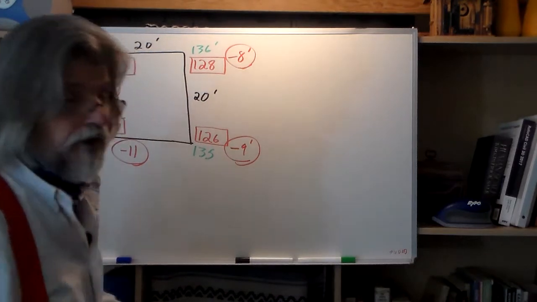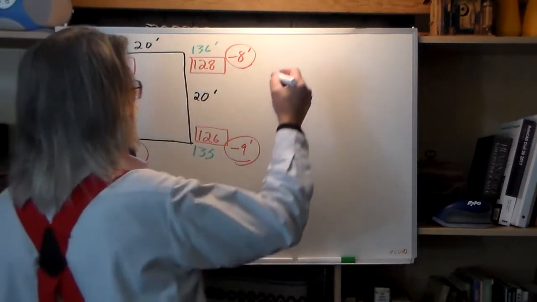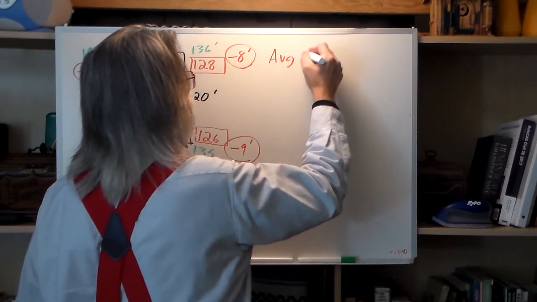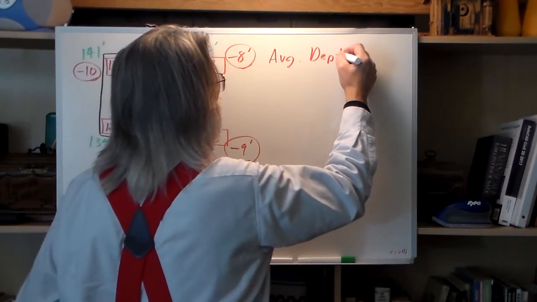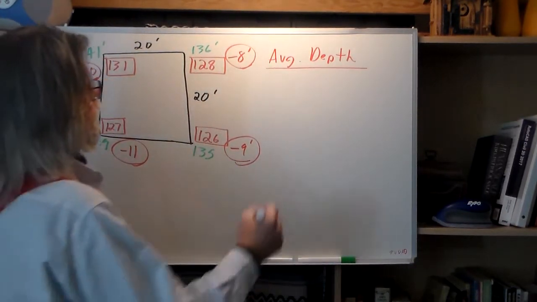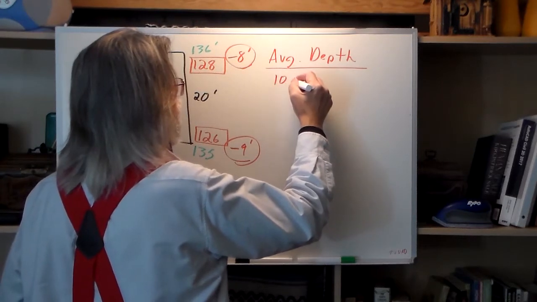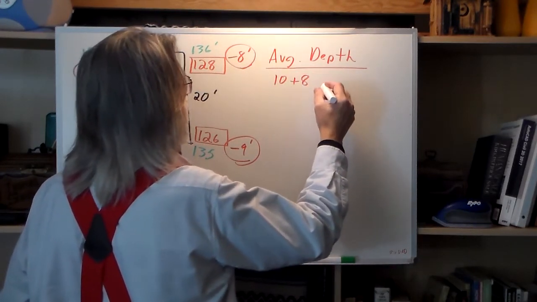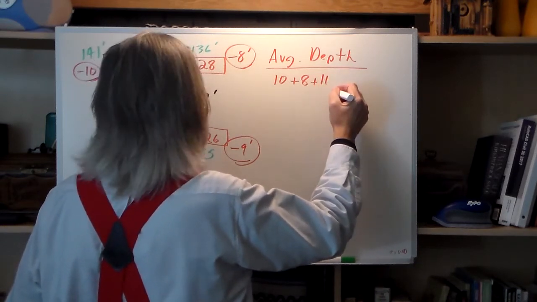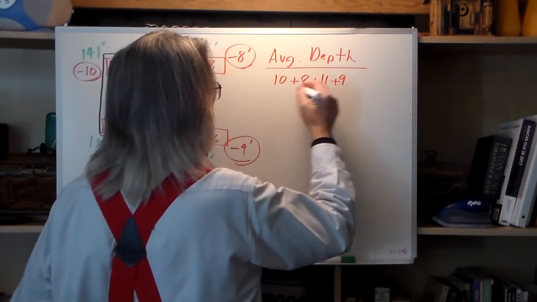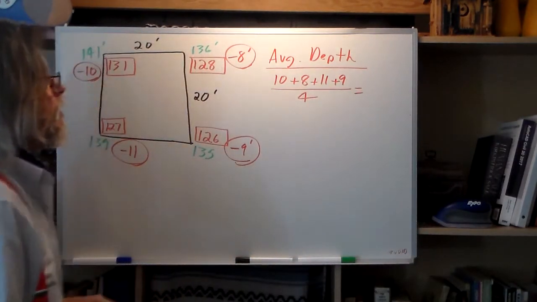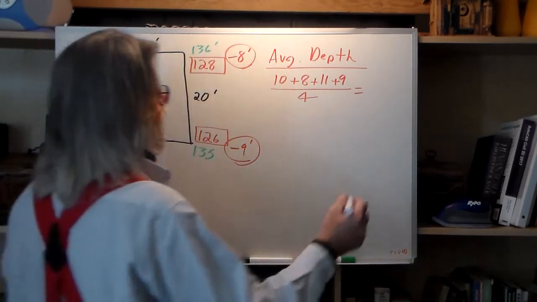Next stage, figure the average depth. Average depth. Okay, we've got 10 plus 8 plus 11 plus 9, all divided by 4. Add them up together. Get 18, 29. You get 38 divided by 4.